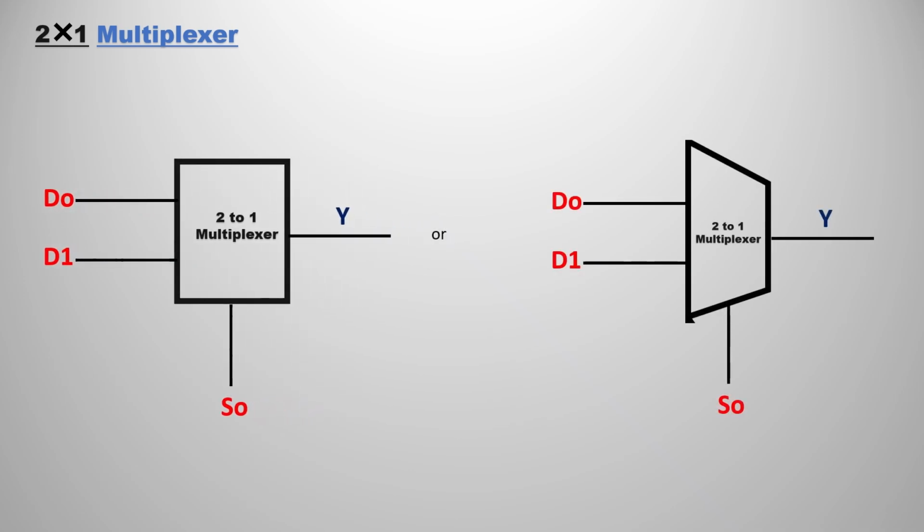Not only that, a multiplexer has two representations. In this video we are just going to follow the first one, but we should know that this is also a correct representation of the multiplexer. This is a somewhat trapezium type of representation, as you can see. So this is also correct.